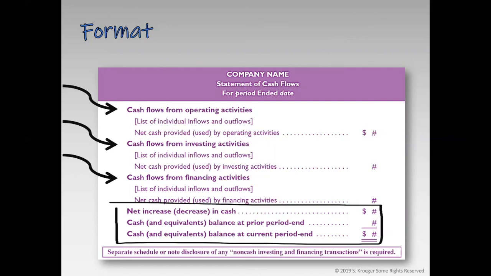We actually know what all these numbers at the bottom are supposed to be. If after preparing the statement of cash flows, you don't get the correct numbers, then you know there is a mistake in the statement.